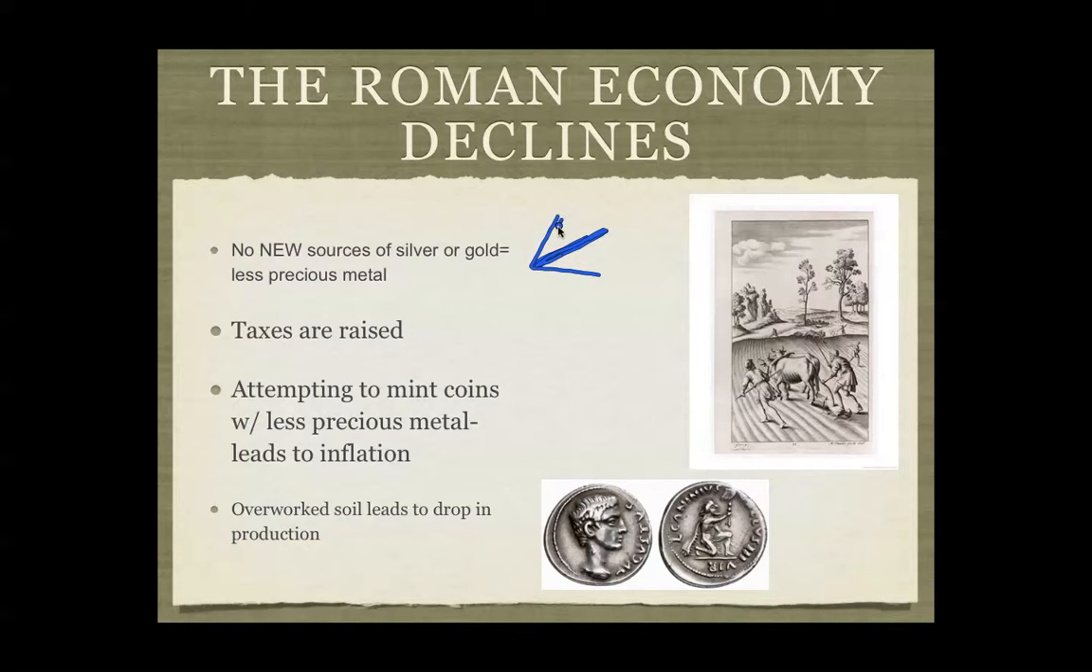Though I know they say money cannot buy you happiness, some people will beg to differ. You decide. No new sources of silver or gold. That means there is less precious metal. First of all, precious metal means we're talking about silver or gold. That means something that is precious, not like Lord of the Rings. Precious. All right, so no new sources of silver or gold.